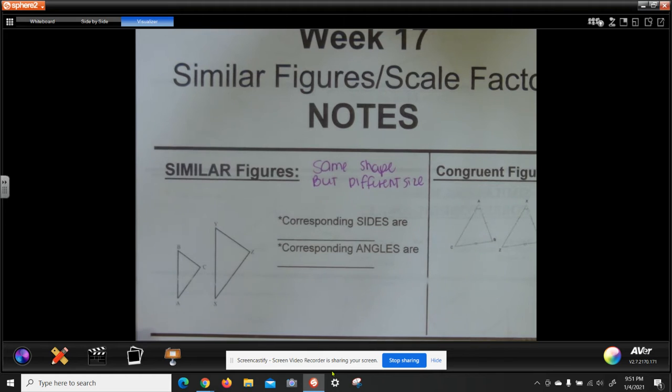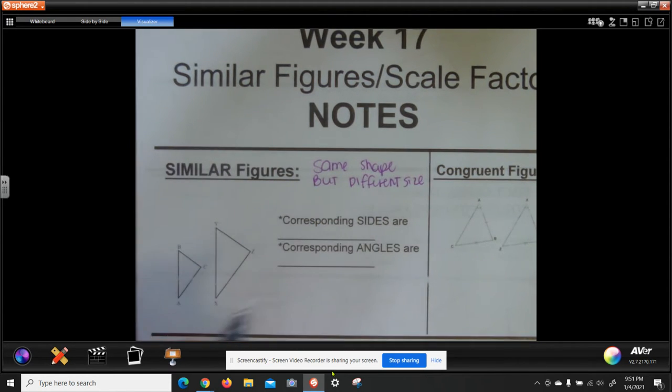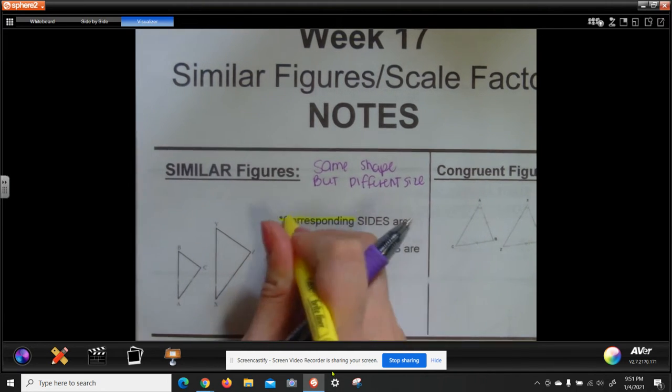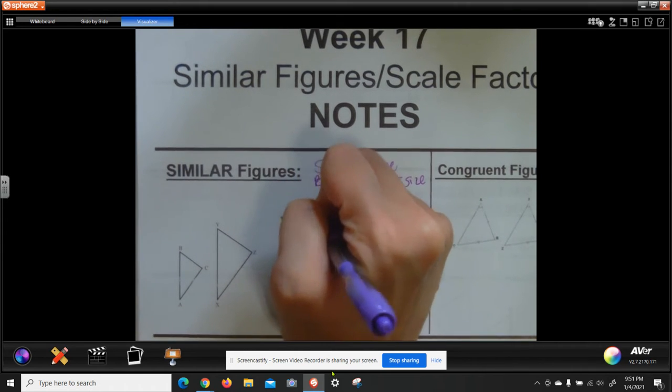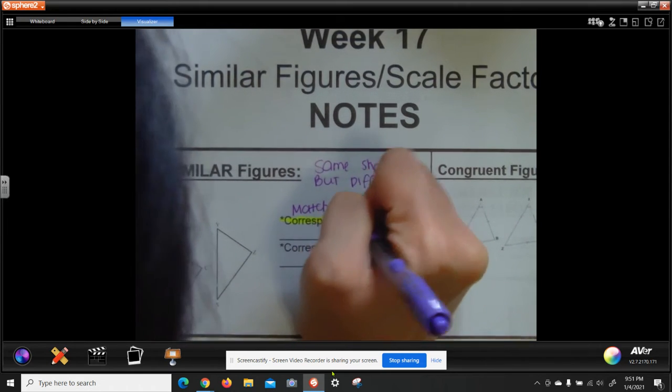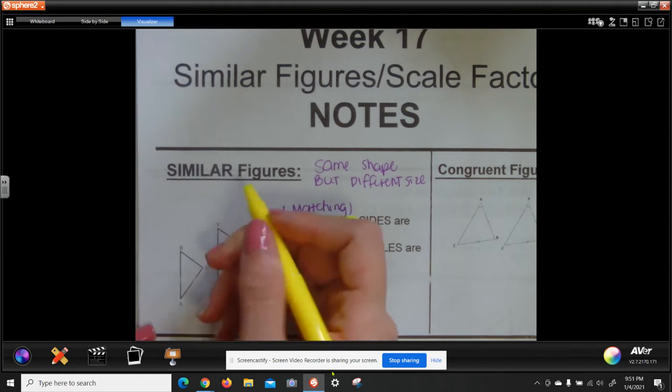Now, similar figures are going to have corresponding sides. And by corresponding, I mean that you're matching the sides. Corresponding means that the sides are matching in position. Even though one shape might be smaller and the other one might be bigger, their sides correspond. And what we need to do is match our corresponding sides.